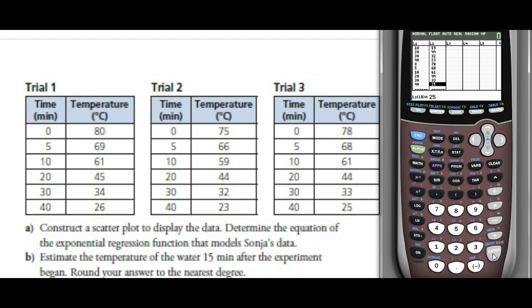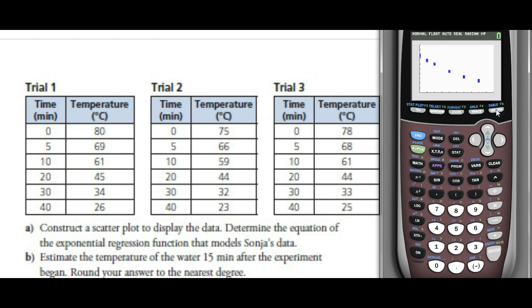Okay, so first thing I want to do, anytime you've entered some data in there, look at the scatter plot, right? So the scatter plot is turned on, but my window isn't set. So window, okay, so the x's go from 0 to 40, right? So let's go to 50 by 5s. That'll allow us to do some extrapolation, right? So we could say, well, what would it be in 50 minutes then, because they're only going to 40. And 0 to 100 maybe by 10s.